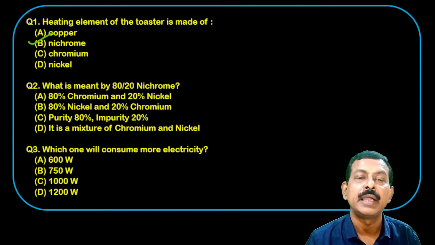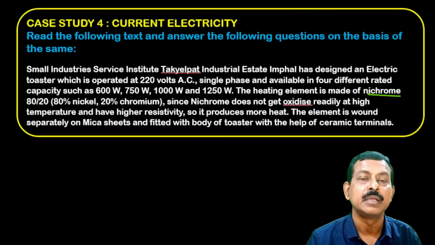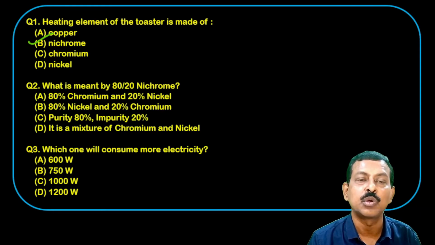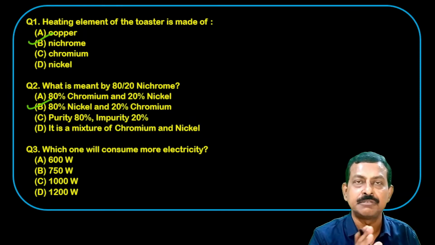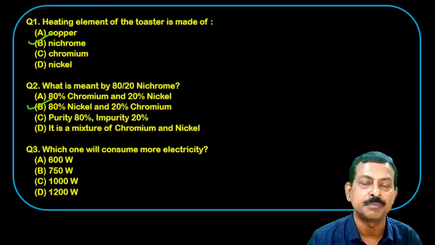What is meant by 80-20 nichrome? This is also mentioned in the passage. Here, if you see, it is 80-20, that is 80% nickel and 20% chromium. Among the different options given, 80% chromium, 20% nickel is wrong. It is just the opposite. So B is the correct option, purely 80 and impurity 20. The correct one is 80% nickel and 20% chromium.